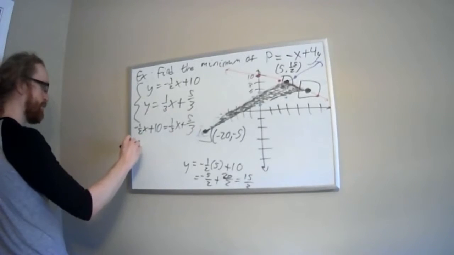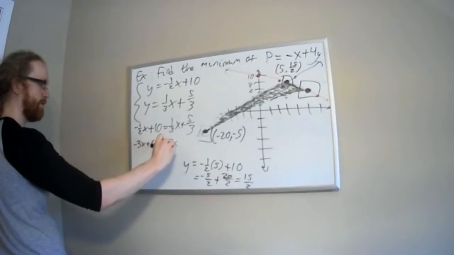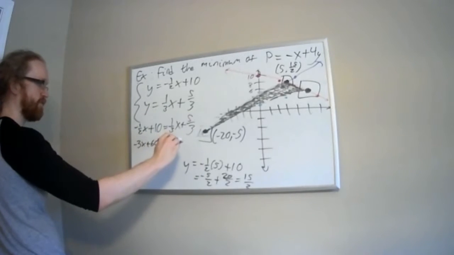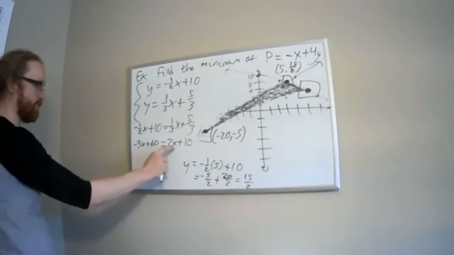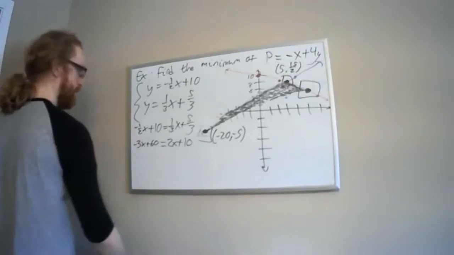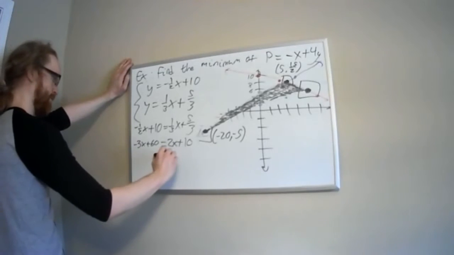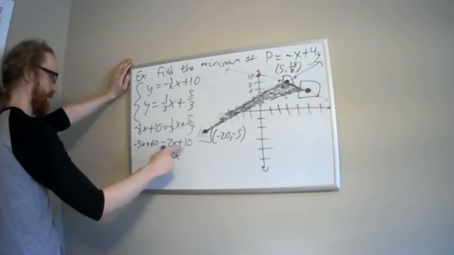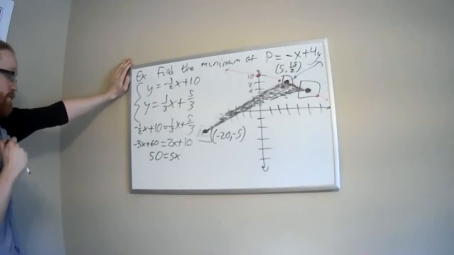I think we're going to get -3x plus 60 equals 2x plus, and this was 10. 6 times 5/3 is 10. So I should get this: -3x plus 60 equals 2x plus 10. And so now I just need to solve this for x. I'm going to add 3x to both sides, get 5x, and subtract 10 from both sides to get 50 on the other side. 60 minus 10 is 50.